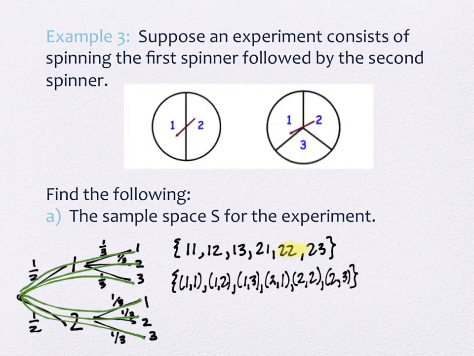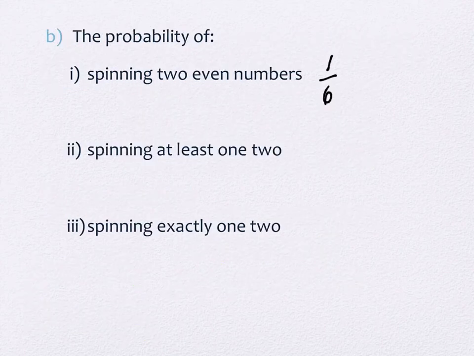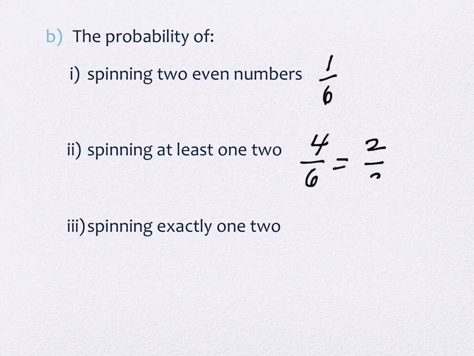How about spinning at least 1 2? So I've already got my 2 2 highlighted. What else would I have to highlight? 1 2, 2 1 and 2 3. Awesome. So there's 4 of them, right, Shay? Or not Shay. Samantha, your last name's Shay. Yeah. Okay. So yeah, so there's 4 of them that time out of the 6. And we're going to reduce our probabilities just like we would reduce any other fraction to 2/3.